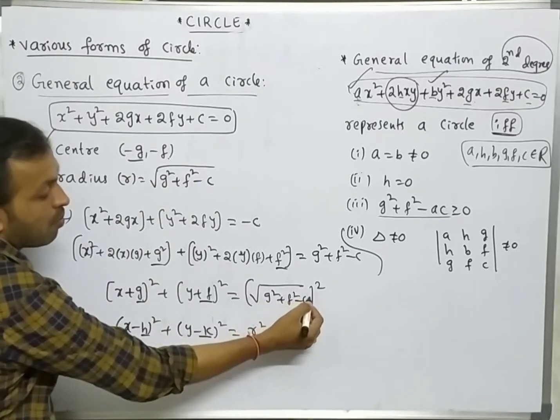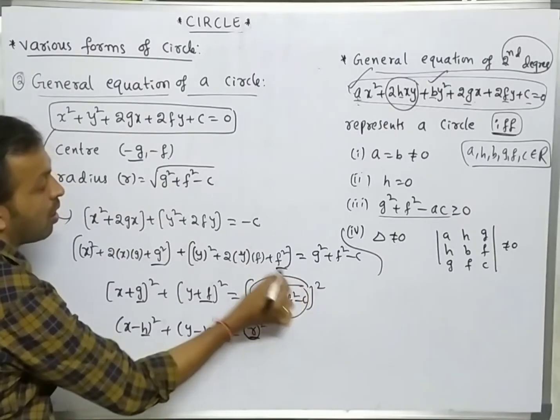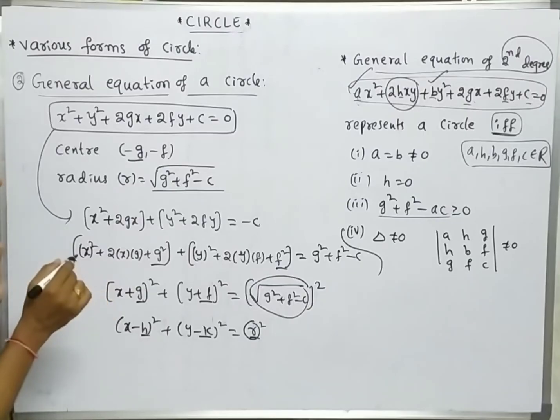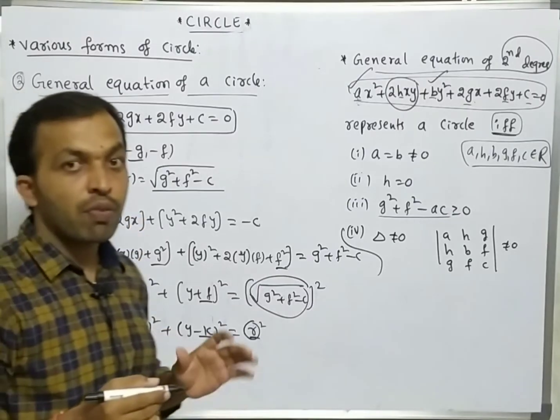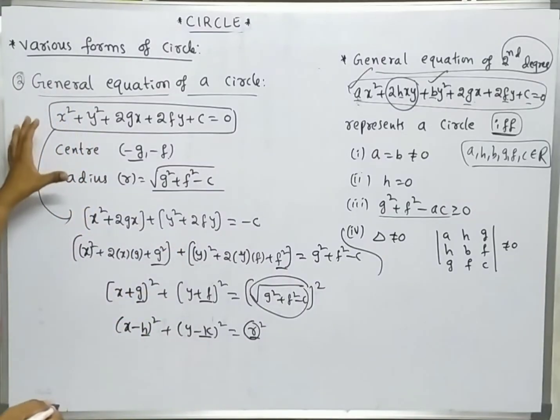r square is equal to g square plus f square minus c, then r is equal to under root of g square plus f square minus c. Like this we will get center and radius for the general equation of the circle. So this is a very, very important equation, remember this.